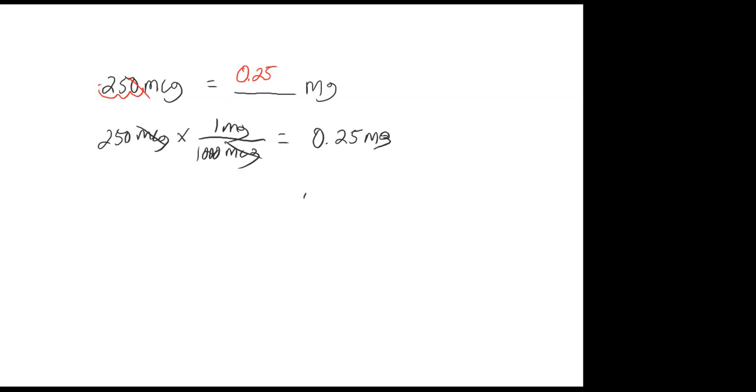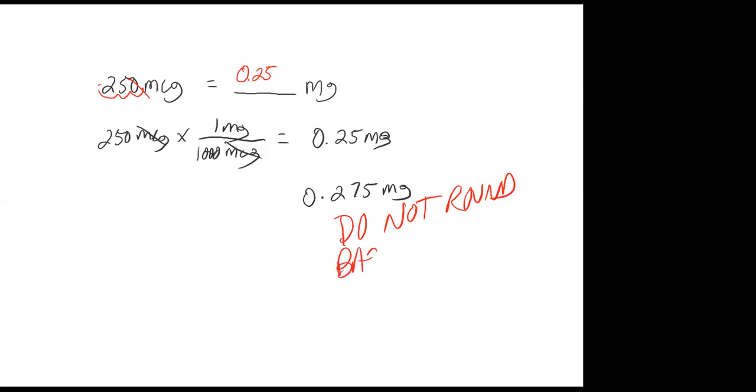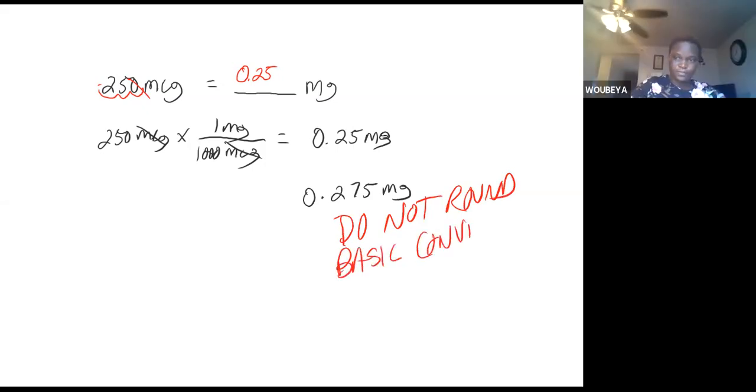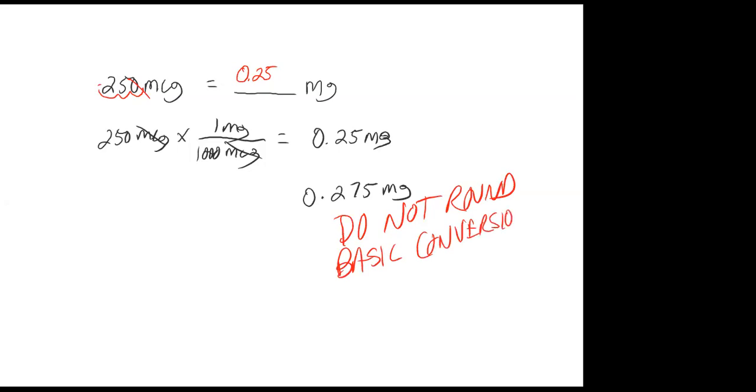What if you got an answer that was 0.275 milligrams? Would you round your answer if we're just doing a basic conversion? I would think so. Yes. Okay. No, do not round basic conversions ever. Okay. So is this because it's less than 1, or we just don't round basic conversions at all? Correct. It's because we do not round basic conversions at all.